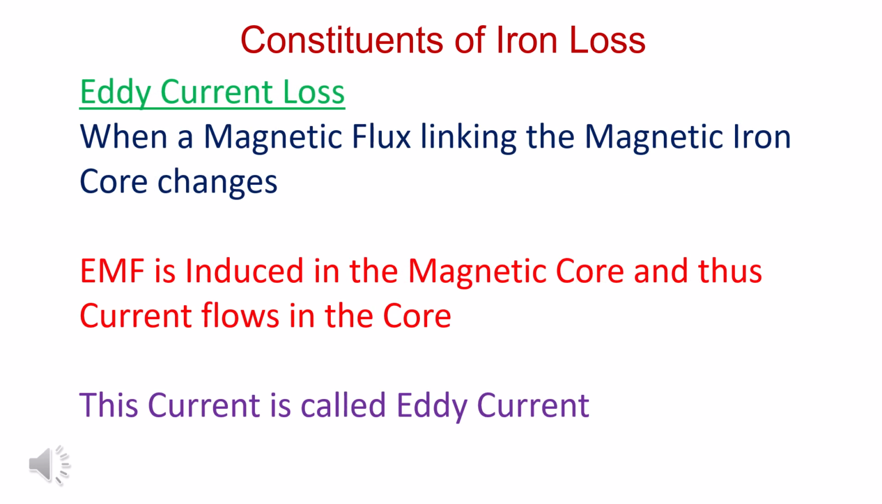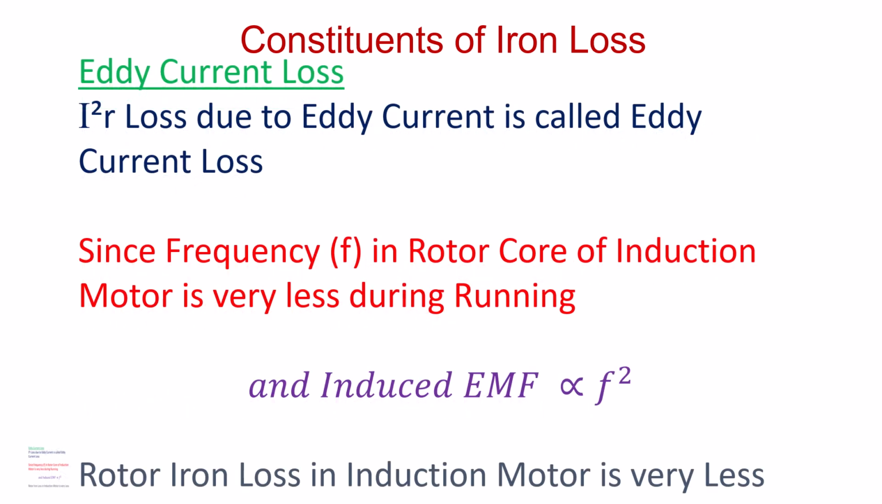Eddy current loss is explained when a magnetic flux linking the magnetic iron core changes. EMF is induced in the magnetic core and thus current flows in the core. This current is called eddy current. I square R loss due to eddy current is called eddy current loss.